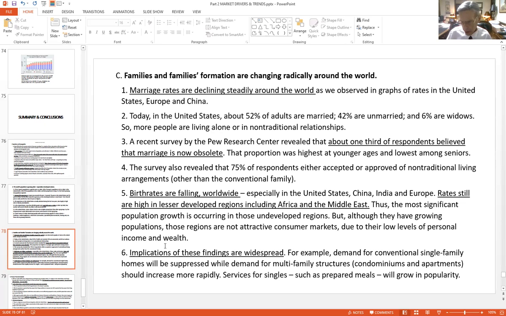So demand for conventional single-family homes, maybe not as great in the future, in this country anyway, as in the past, because fewer people are married. Instead, we can expect to see greater demand for multifamily structures, such as apartments and condominiums. There we should see some pretty significant increases. Services for singles will also grow in popularity.